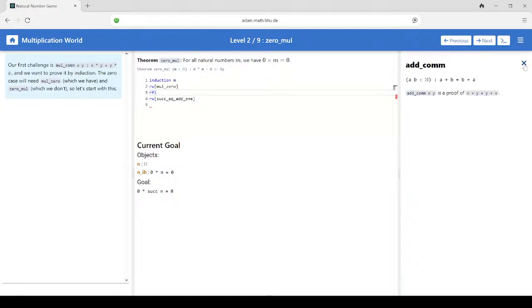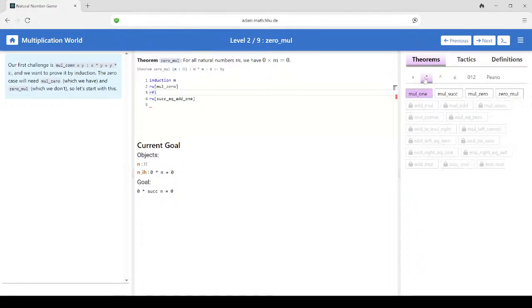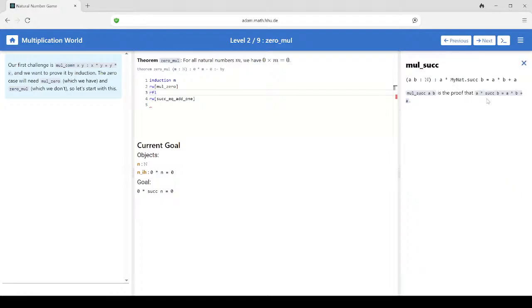That didn't work. Wait, any of these? Oh wait, I think it is one of these. Yeah, anything times the successor of anything can be turned into those two things multiplied plus one of the things being multiplied. So I think get rid of that. We don't want to turn this into n plus 1.